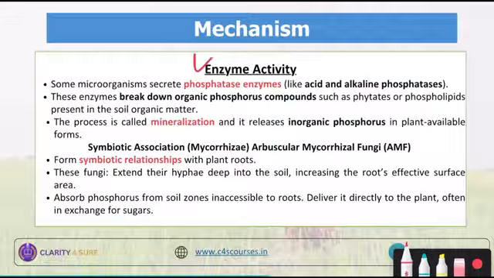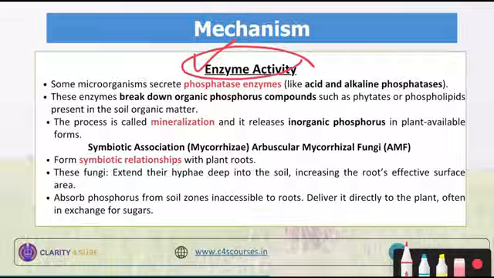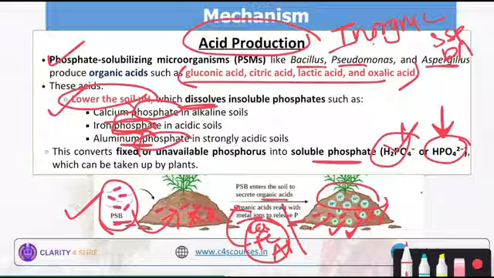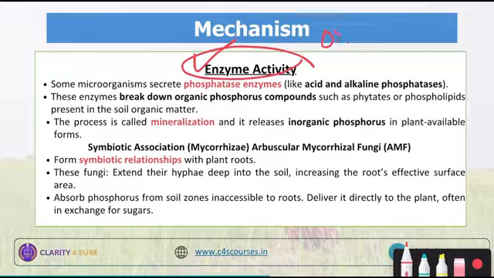I don't want to further confuse you, so let's just jump to the second mechanism, that is enzyme activity. This mechanism was for inorganic phosphorus, that is, what we are applying like SSP, DAP, single superphosphate, diammonium phosphate. For this inorganic phosphorus that is fixed, the previous mechanism is going to release the phosphorus. But for organic phosphorus, this enzyme activity is the mechanism which makes available the organic phosphorus.